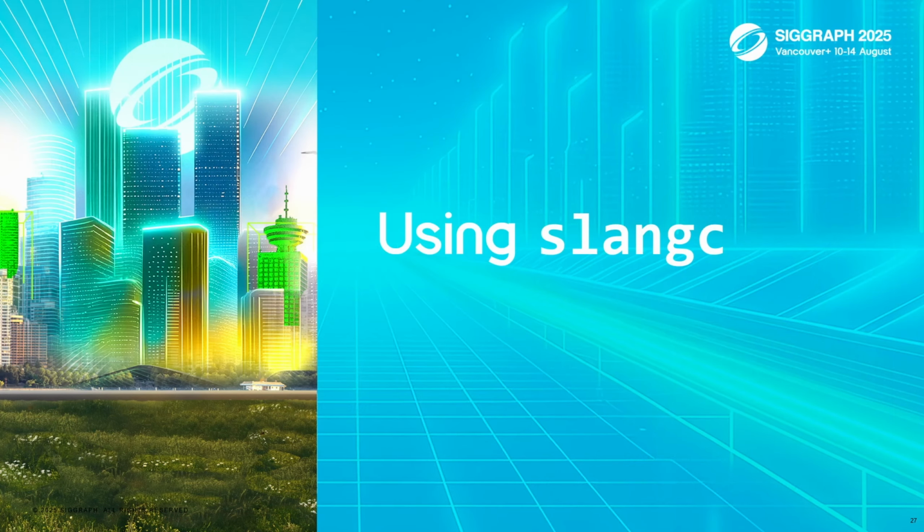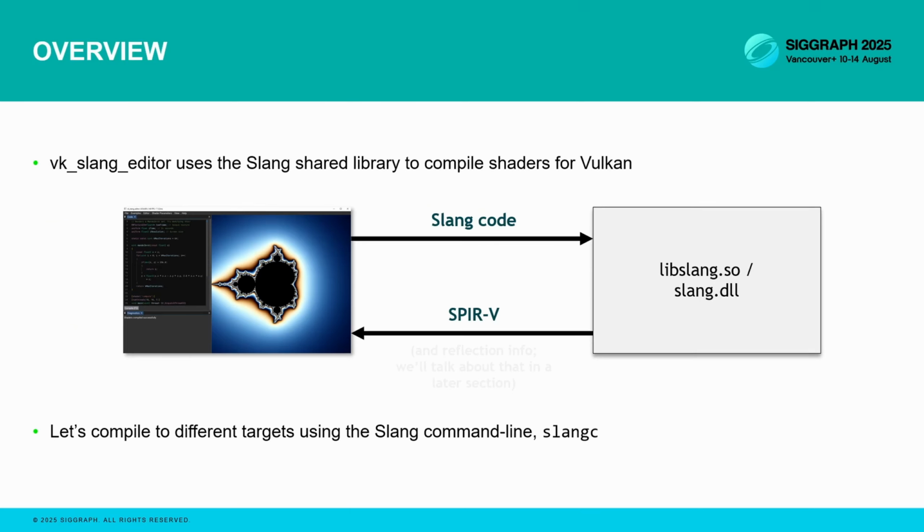Welcome back. In this section, I'll show you how to use the lower-level slangc compiler. My goal here is to show you how to work with the bare metal in a sense. The tool you've been using doesn't do much beyond taking your shader, passing it to the Slang library to compile it to Vulkan's SPIR-V intermediate representation, and then rendering with it. Now we'll compile to targets other than Vulkan by using the Slang command line, slangc.